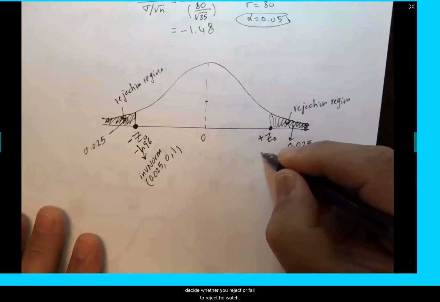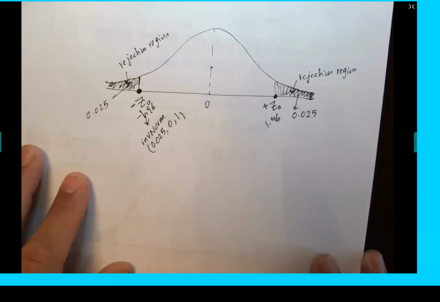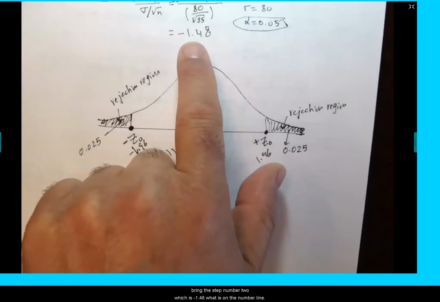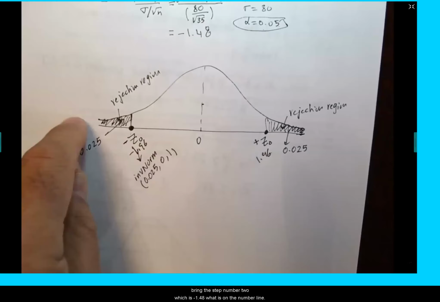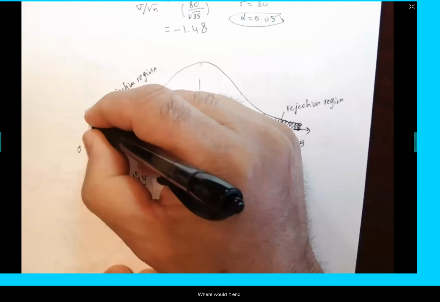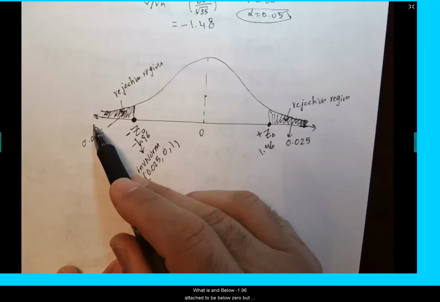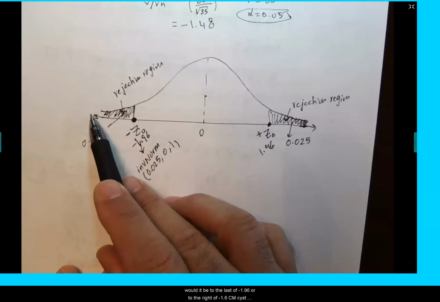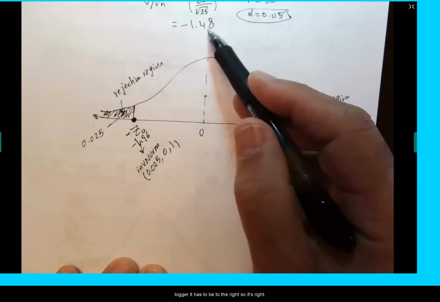And now here's how you decide whether you reject or fail to reject H0. Watch. You have to put the value of the critical values. Now bring the step number 2, which is negative 1.48. Put it on the number line here. Where would it end? Would it end below negative 1.96? It has to be below 0. But would it be to the left of negative 1.96 or to the right of negative 1.96? Since it's bigger, it has to be to the right. So it's right here.